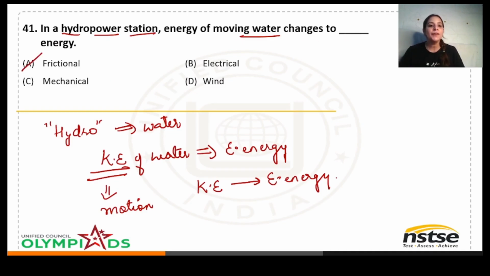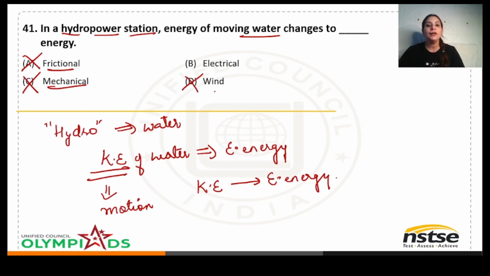So it cannot be frictional, because friction comes into notice when two bodies are directly in contact with each other, or one body tries to move over another body. It cannot be mechanical, because mechanical means anything which is in the state of rest or in the state of motion. That is the mechanical energy. Or you can say that the machine is moving, that gives you mechanical energy.